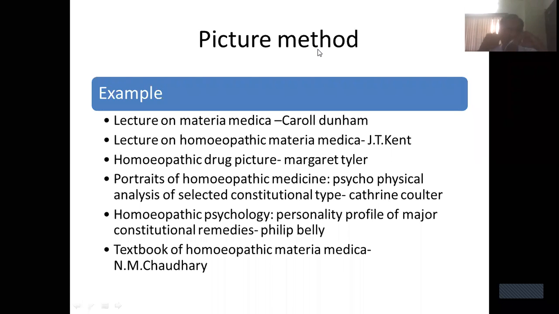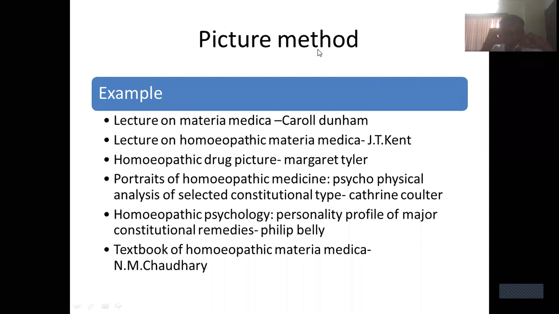Now, these two authors, Catherine Coulter and Philip Bennett, have a very long title. I will just read their title for you: Portraits of Homeopathic Medicine, Psychophysical Analysis of Selected Constitutional Types by Catherine Coulter. So remember the name, and these are more modern authors following the Kentian line of study of homeopathic materia medica in the picture type. And one more recent advancement is Homeopathic Psychology, Personality Profiles of the Major Constitutional Remedies by Philip Bennett.